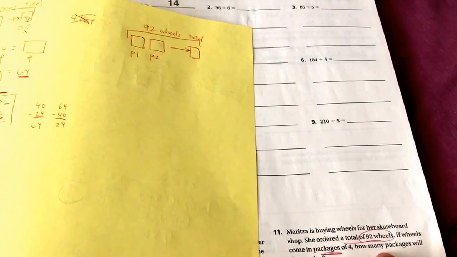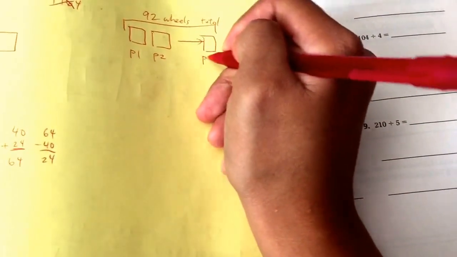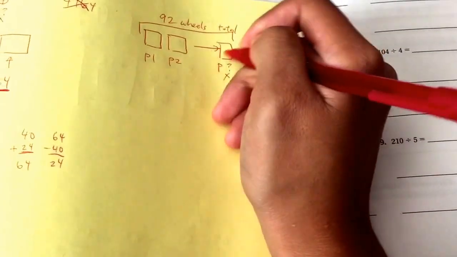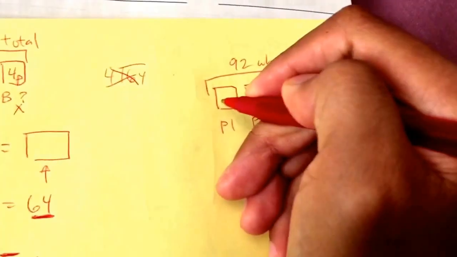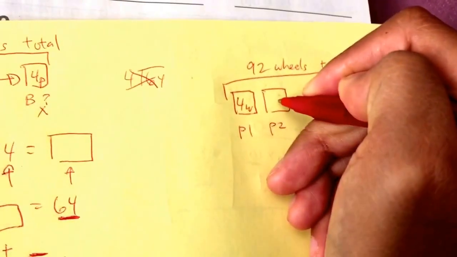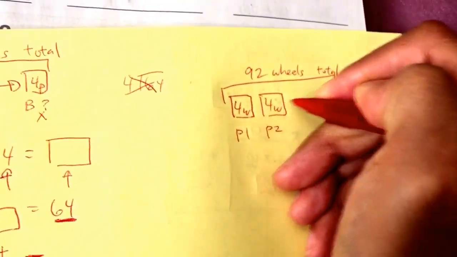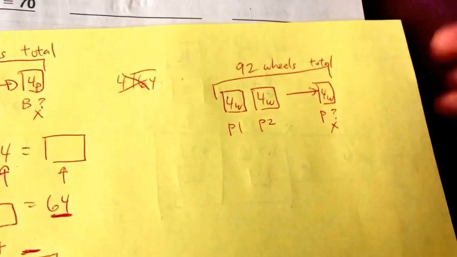How many packages do we have total? What does it say here? If wheels come in packages of 4, how many packages will she receive? By asking how many packages will she receive, that's telling us that we don't know how many packages there are. There's not 4 packages. We don't know how many packages there are. That's the question mark. That's the X that we're trying to solve. But we do know that if wheels come in packages of 4, package number 1 has 4 wheels. Package number 2 has 4 wheels. Package number 3 has 4 wheels.